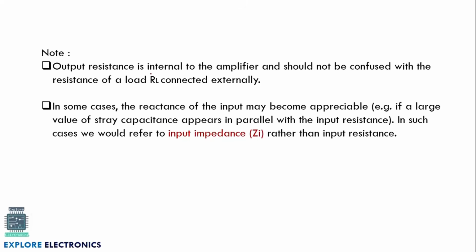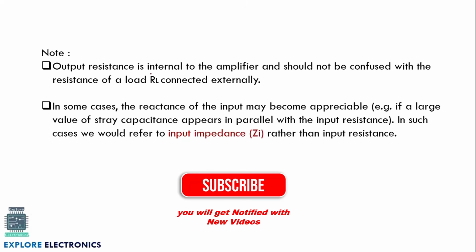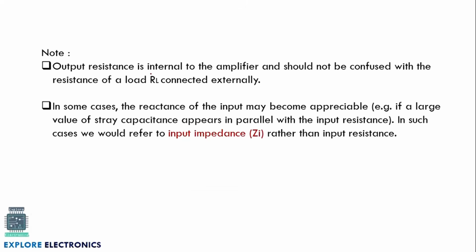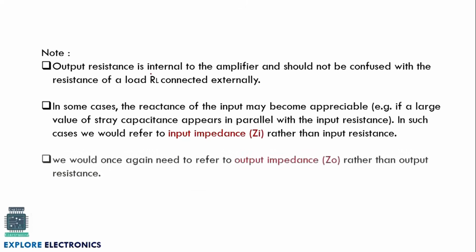And in some cases, when capacitance comes into the picture, the reactance of the input may become large. Means a stray capacitance appears in parallel with the resistance. In such cases, the resistance and the capacitive reactance together will be called the input impedance, represented as Zi. Remember, for any amplifier, the input impedance, or the input resistance, should be high, and the output resistance should be low. Similarly, we call that the output impedance. Output impedance should be less.